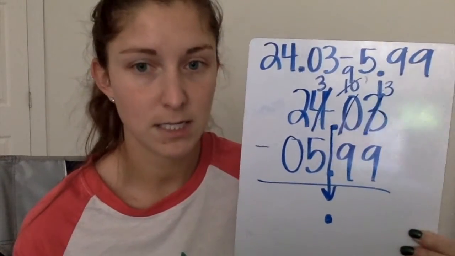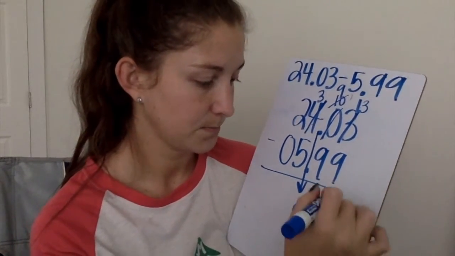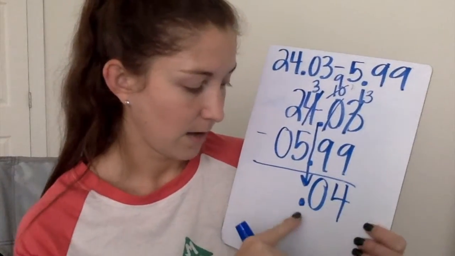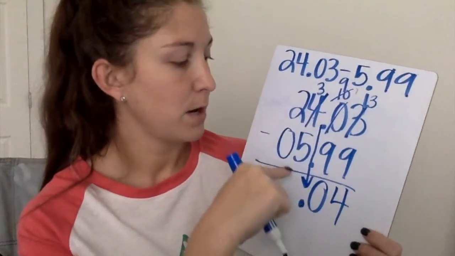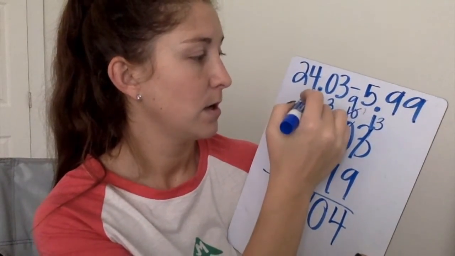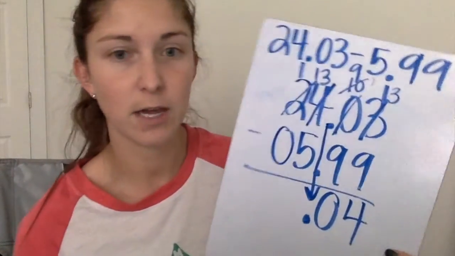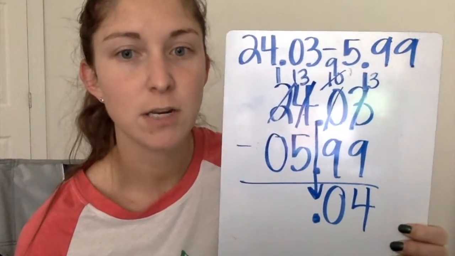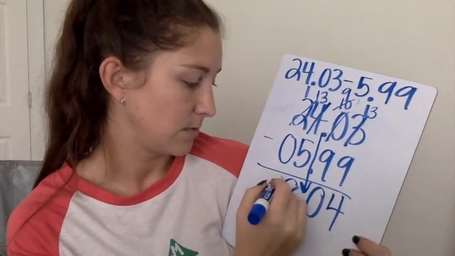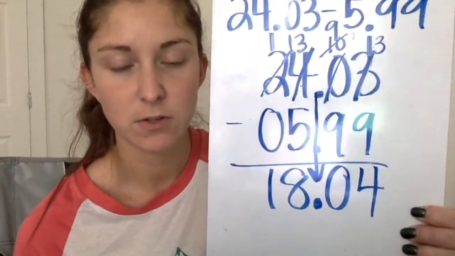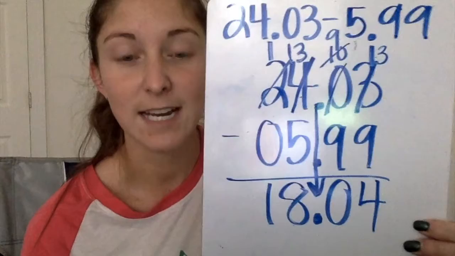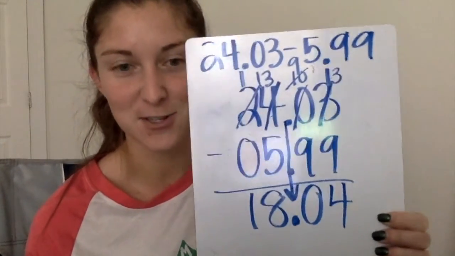So I've got 13 minus 9. Well, 13 minus 9 is 4. Then I've got 9 minus 9. Well, 9 minus 9 is 0. I've got my decimal. And then I've got 3 minus 5. Well, I can't do 3 minus 5, so I've got to borrow from my 2 and make it a 1, and my 3 now can become a 13. So then I have 13 minus 5. Well, 13 minus 5 is 8, and 1 minus 0 is 1. So my final answer there is 18 and 0 4 hundredths. Sorry, I was struggling with that one.